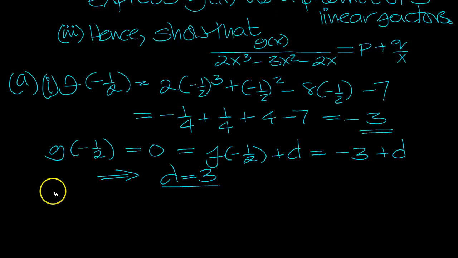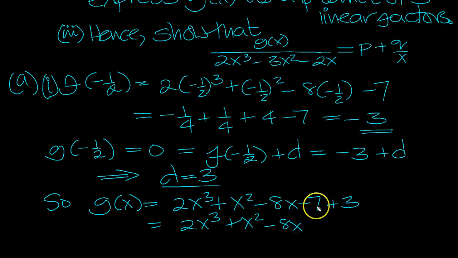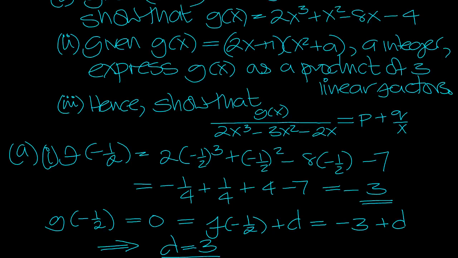So g of x then will equal 2x cubed plus x squared minus 8x minus 7, and then d was equal to 3, so it's plus 3, which equals 2x cubed plus x squared minus 8x, minus 7 plus 3 is minus 4. That's what we wanted to show. Let's just see that above. Yeah, that's fine. Here it is here. g of x equals this then.